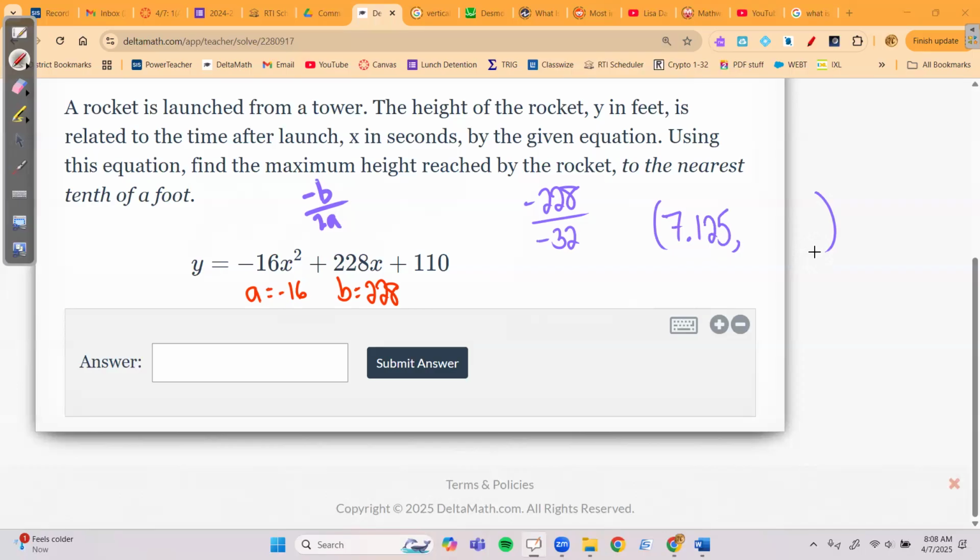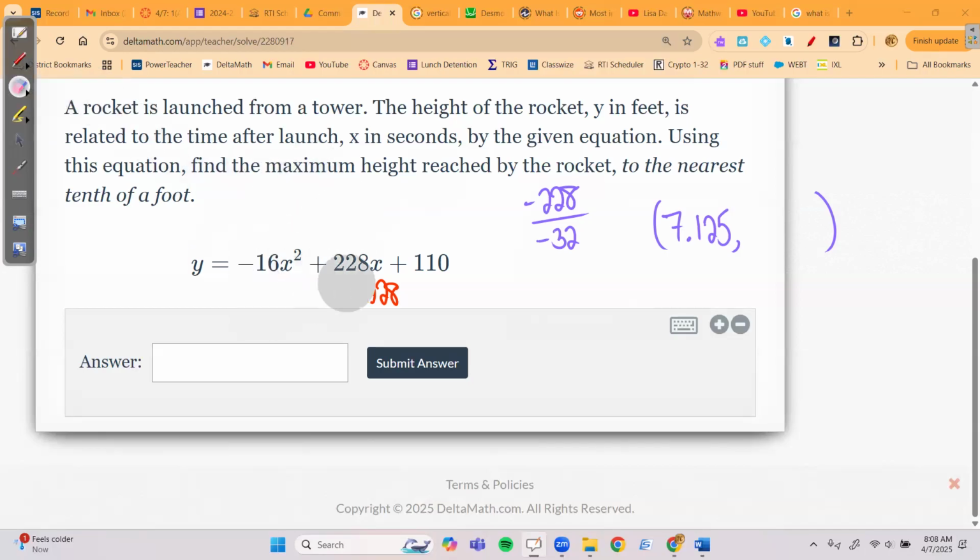And there will be times throughout this assignment, as it's randomized, when it's going to ask you how long it takes to reach the highest point. Or in a different context, it might say, how many items do you have to sell to achieve a maximum profit? So in this case, I'm not really interested in the 7.125. That's not to say that I don't need it, because I do. But what am I going to do to find the actual maximum height?